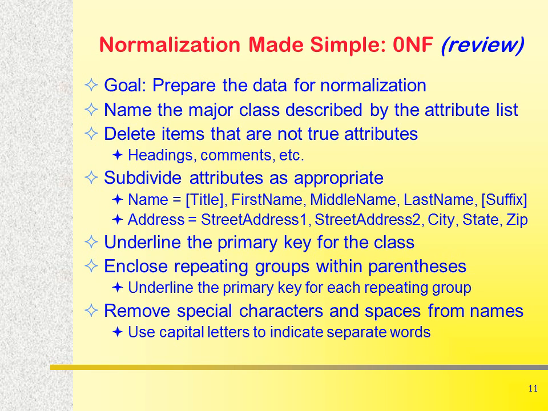For the zero normal form, those are the steps we need to follow. We prepare the data for normalization, and we name the major class described by the attribute. In your case it is an order form, so you can call it an order table. Then we delete the items that are not true attributes, such as headings and titles. We just include the fields that we saw on the form that you have selected. Then we subdivide some of the attributes. For example, if a section says to include the address, you will have to break the address down into street address 1 and 2, and then city, state, and zip. Each one of them is a field or attribute by itself. Same thing for names.